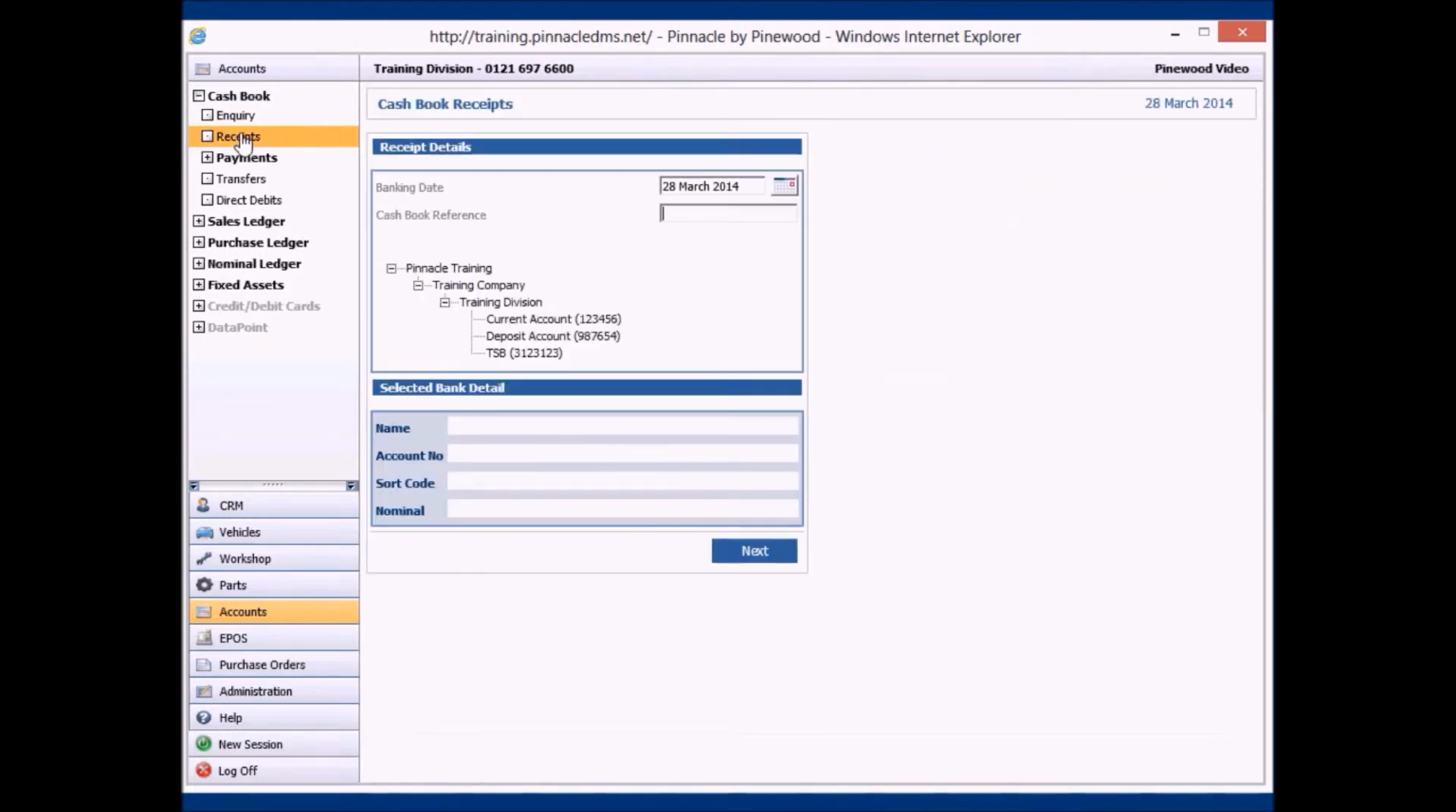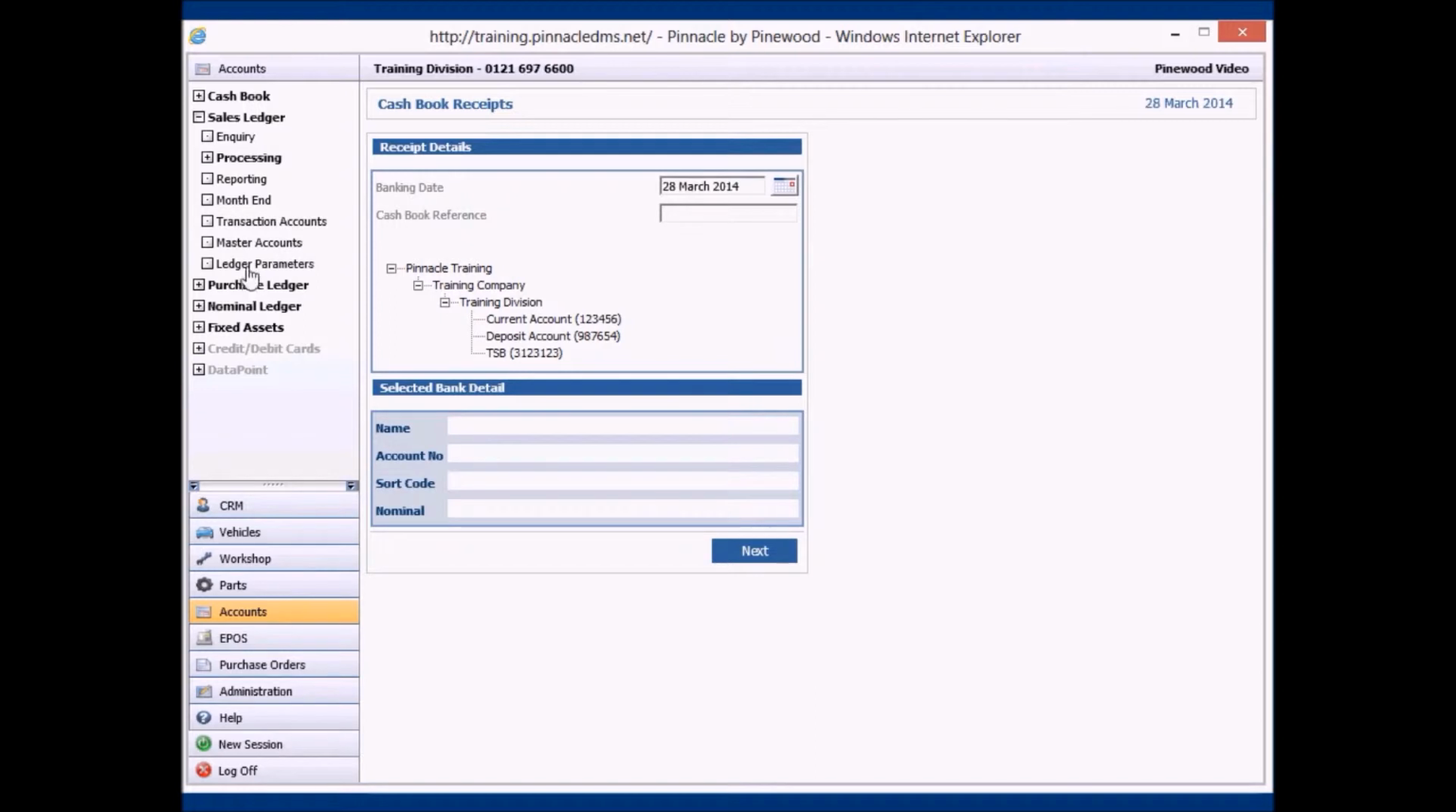We'll be going through the receipting process and all the various different types of receipts and how money is received into the banks within Pinnacle. Likewise, we'll be following through the same payments process, making payments through all these options here. We'll be detailing transfers, so moving money between our bank accounts, and the direct debit receipting process within Pinnacle.